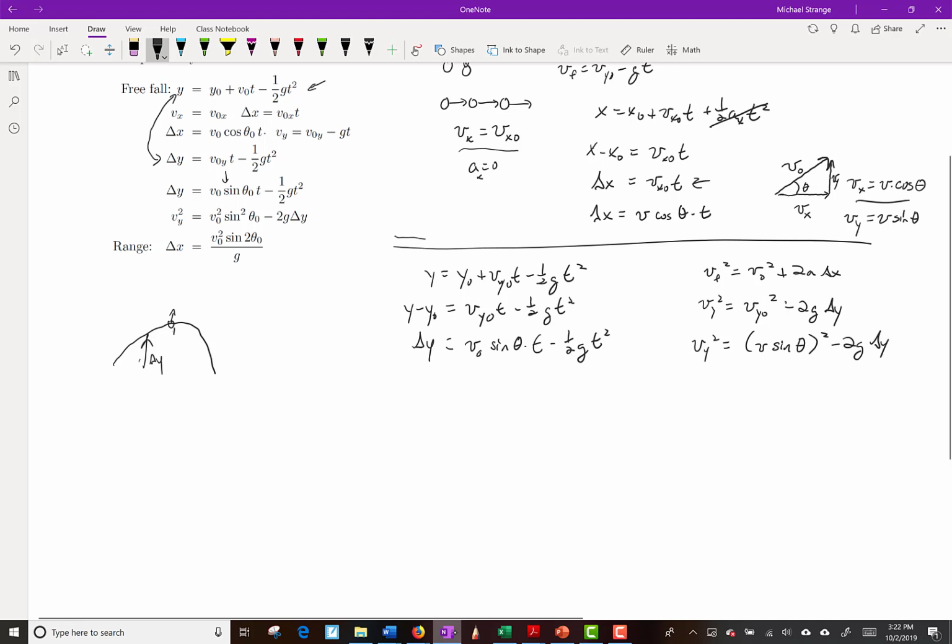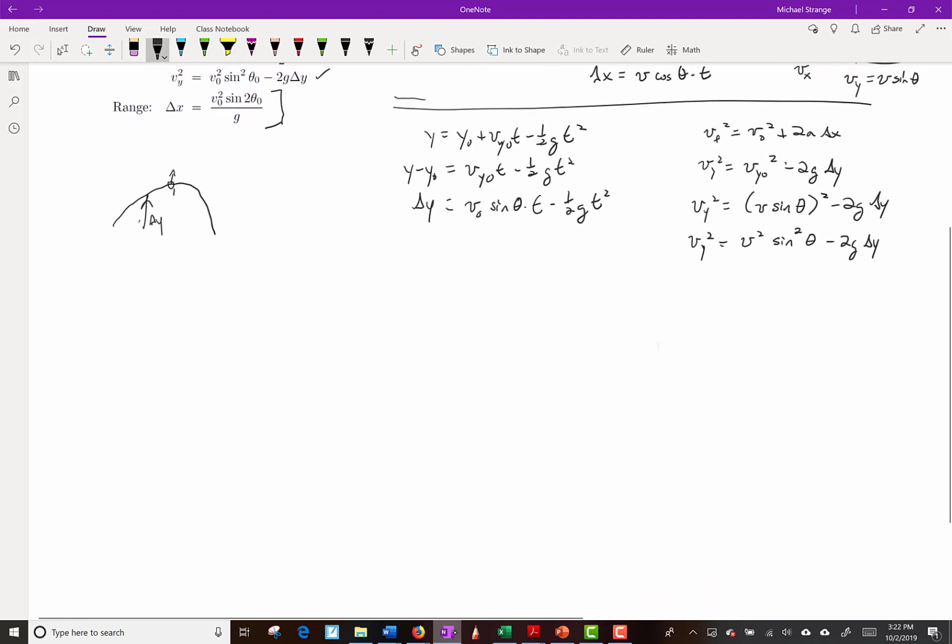So this right here, we have to square everything inside of it. Equals v squared. And then sine theta squared, we write it as sine squared theta. Don't put the square on the theta. We're squaring the function sine. Minus 2g delta y. That wasn't bad. So that's your third one. The last one is your range equation. This one will be useful in the problems.